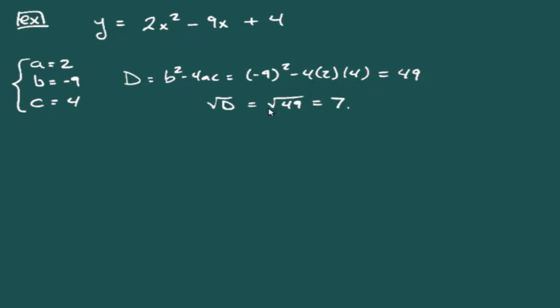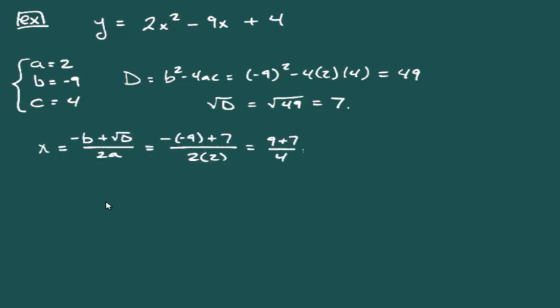Taking the square root of the discriminant, we get the square root of 49, which is just going to be 7. And then our roots are just going to be negative b plus the square root of d over 2a, which gives us the negative of negative 9 plus 7 over 2 times 2, which gives us 9 plus 7 over 4. 9 plus 7 is 16 over 4, so we get a root of 4. Well, when we take that root and turn it into a factor, our factor just becomes x minus 4.